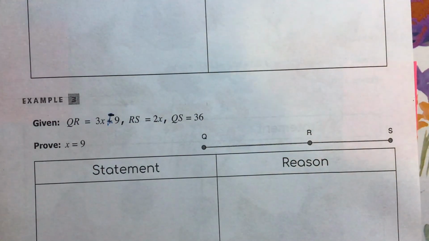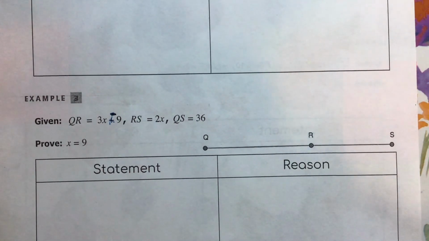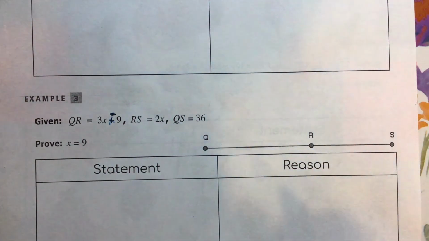Okay. So now we're doing our next example for proof, and it says QR is equal to 3x minus 9, RS is equal to 2x, and QS is equal to 36. So just like usual, the first step is easy.